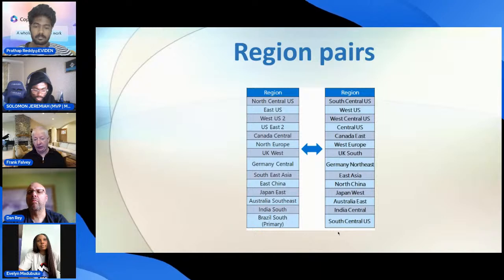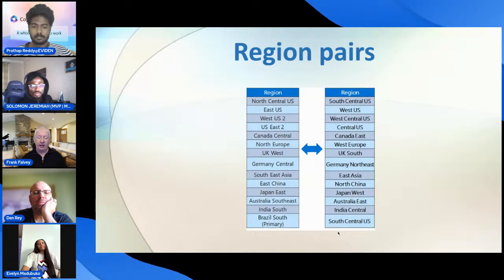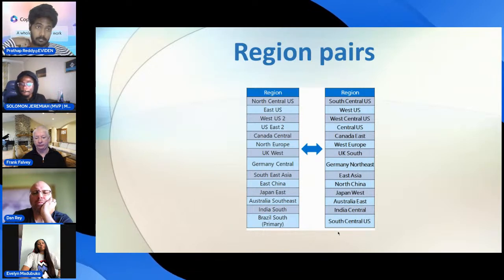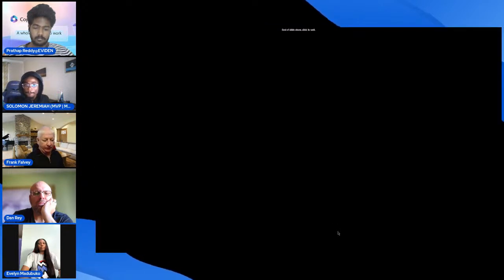It wouldn't really be practical for me here in Ireland to be failing over to the US, because it would take a long time for your data to travel backwards and forwards. So you pick a region close by. That covers region pairs.